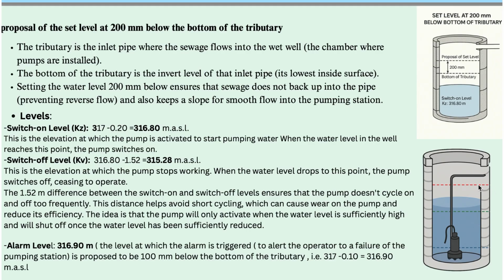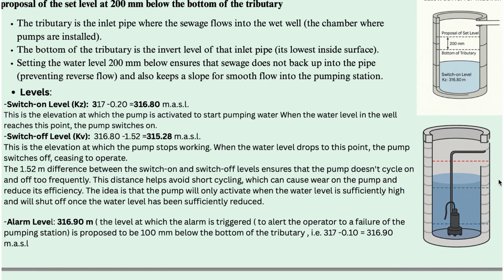Then you will also have the alarm level, which is 316.9 meters, and it is the level at which the alarm is triggered. So to alert the operator to a failure of the pumping station, it is proposed to be 100 millimeter below the bottom of the tributary. So it is 317 minus 0.10, which is 316.9.